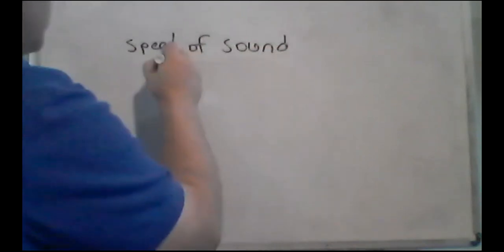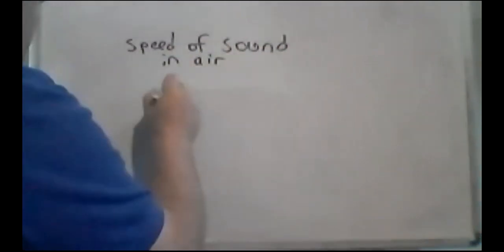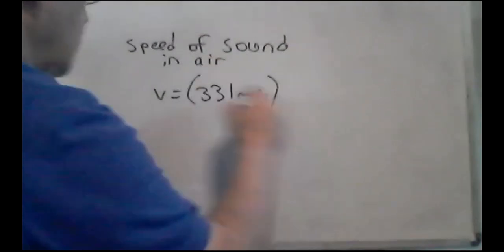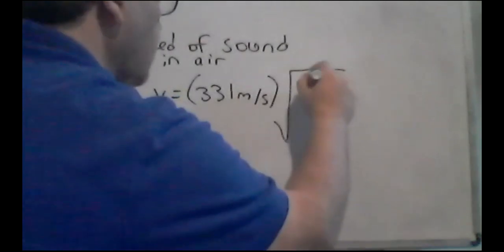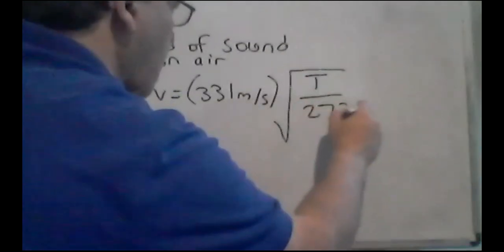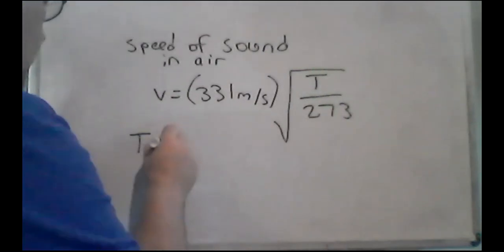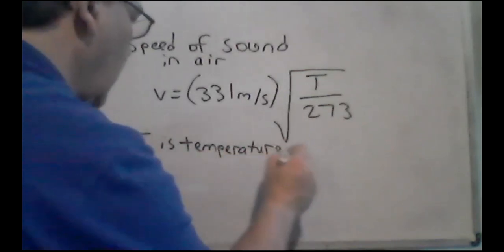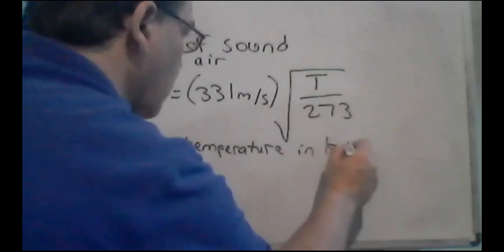So remember, the speed of sound in air is given as v equals 331 meters per second times the square root of T over 273. T is the temperature in kelvins, must be in kelvins.